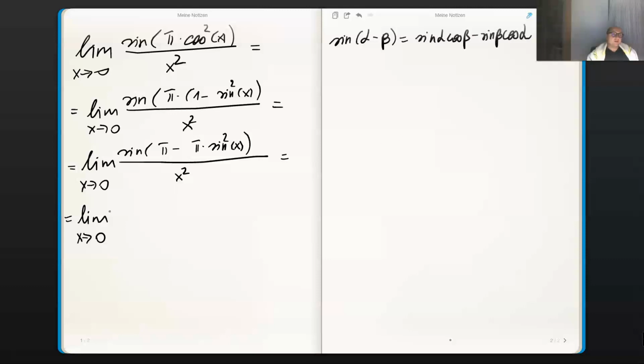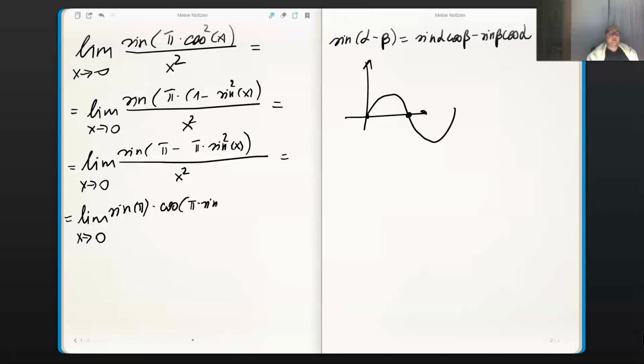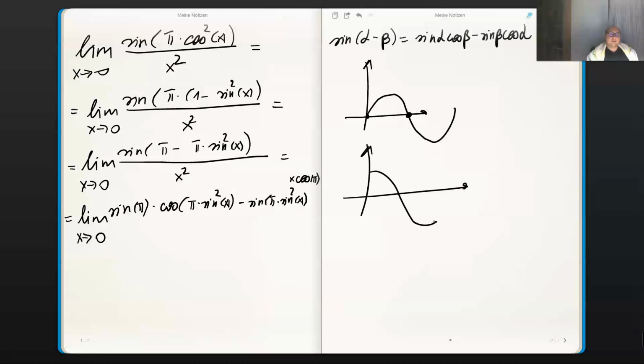So, knowing this, we have the sine of pi, which is, if you remember again, from the curve, 0, right? Times cosine of the second angle, which is pi times sine squared of x. So this whole expression is getting 0. Minus sine of pi times sine squared of x times, sorry, it's not fitting here, cosine of pi. Once again, what is the cosine of pi? Well, look at this. The cosine of pi is minus 1, right?